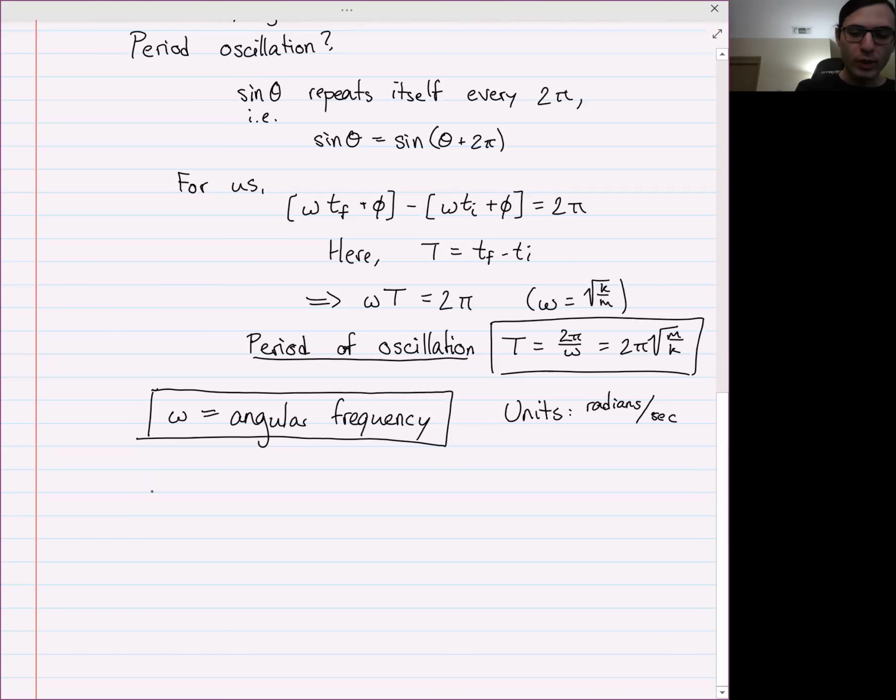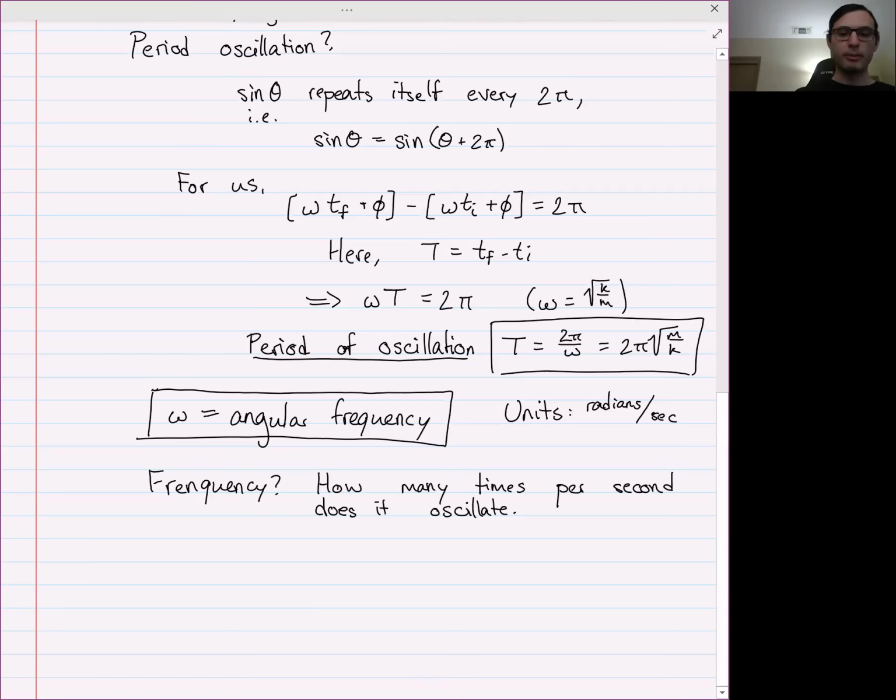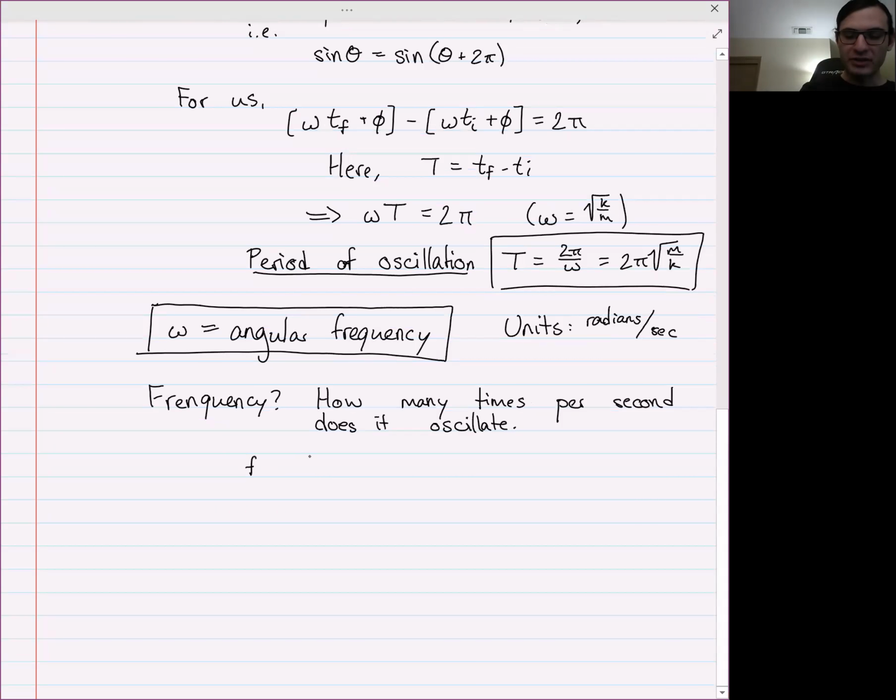We can also talk about regular frequency, which is just how many cycles does the function undergo every second? How many times per second does it repeat? And that's a little bit easier to compute, and perhaps it's a more intuitive thing to think about. The frequency is just omega divided by 2 pi. So keep in mind that 2 pi is one cycle, and so if you take the omega, which is how many radians per second, and divide it by 2 pi, that will be how many cycles per second.